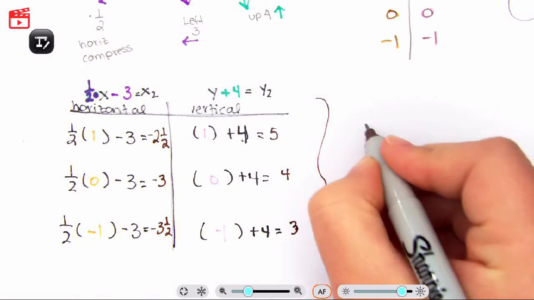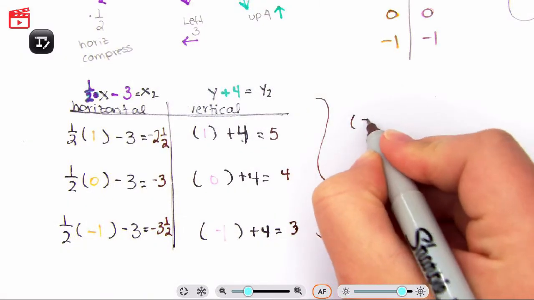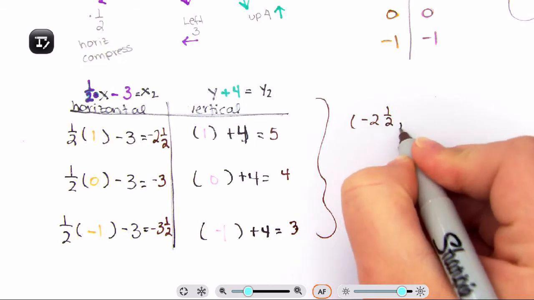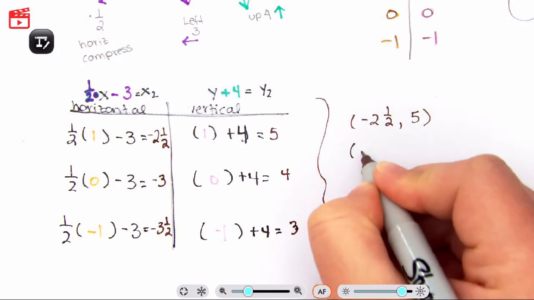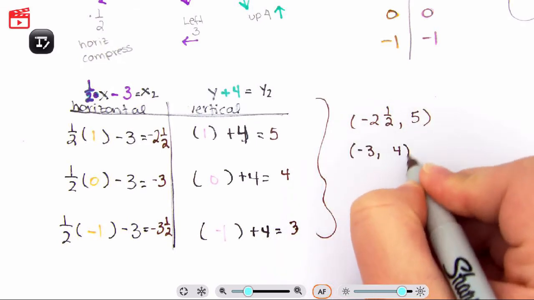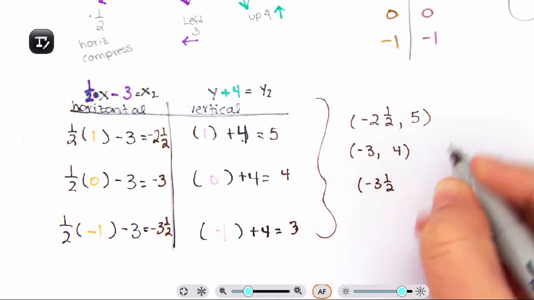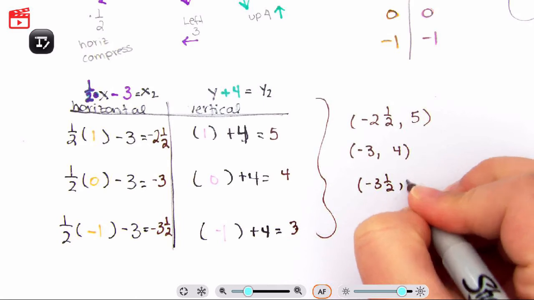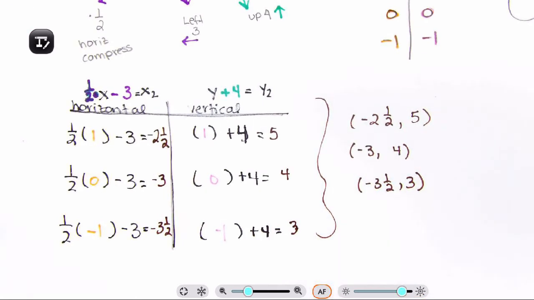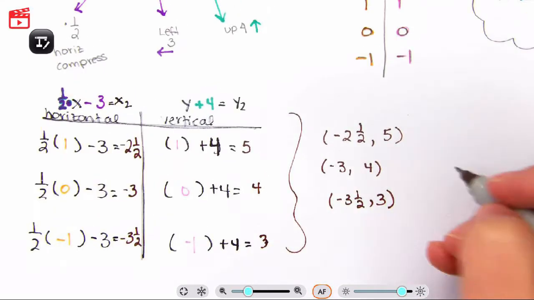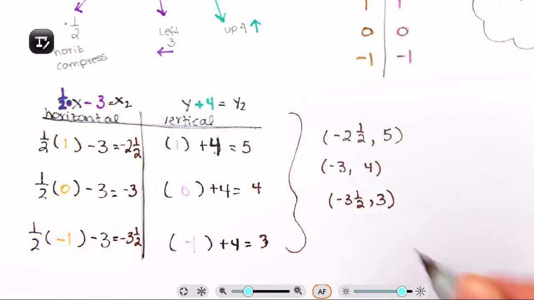The reason we did this is to create points. So my new x is negative 2 and 1/2. My new y is 5. My new x is negative 3. My new y is 4. My new x is negative 3 and 1/2. And my new y is 3. And I'm going to show you the other way, how to plug in pretty points and why we have these values here. All right, so let's go ahead and graph that.